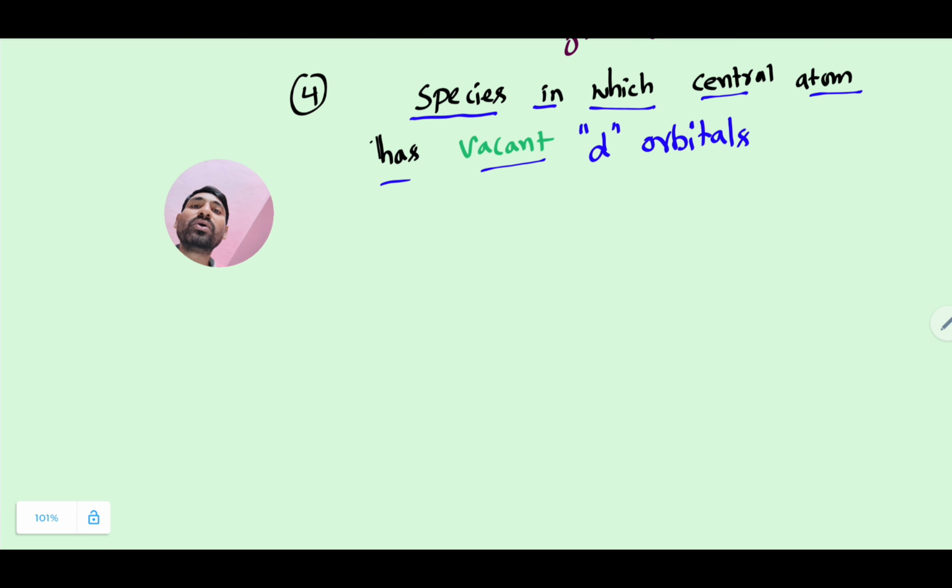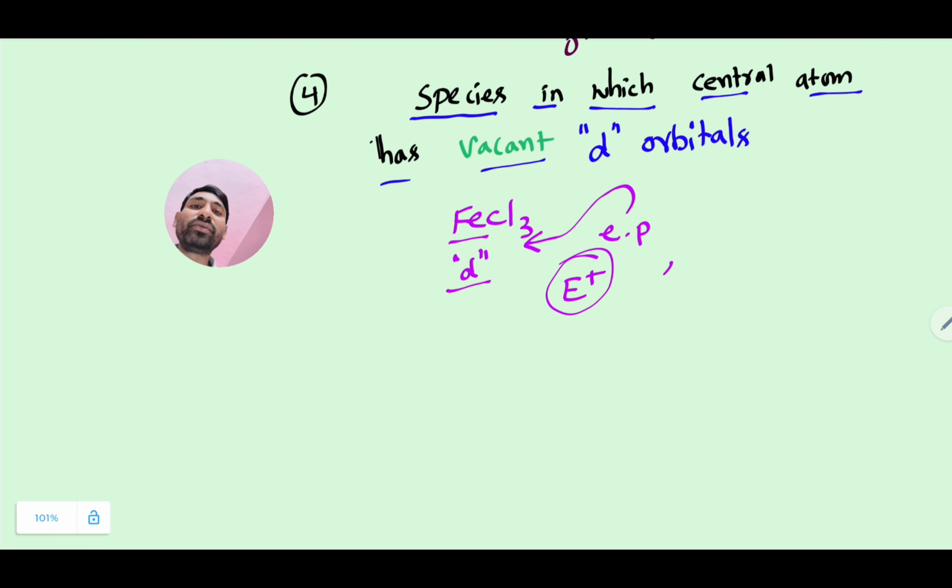Those also can act as electrophiles, guys. For example, if you take FeCl3, iron is a d block element and it has vacant d orbitals, so it is ready to accept an electron pair and act as an electrophile, guys.